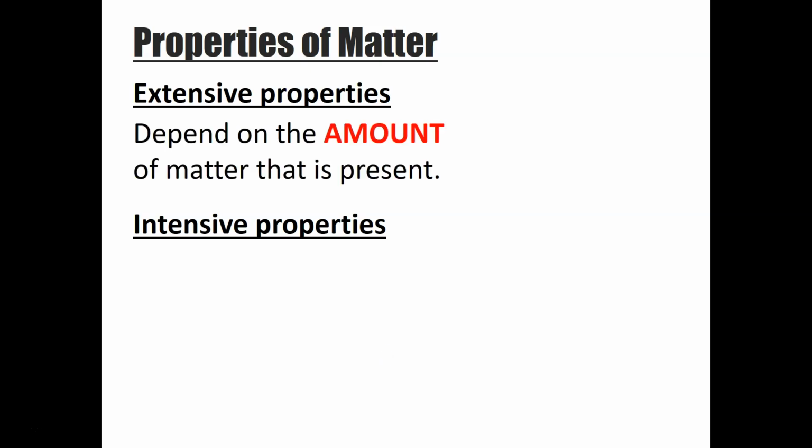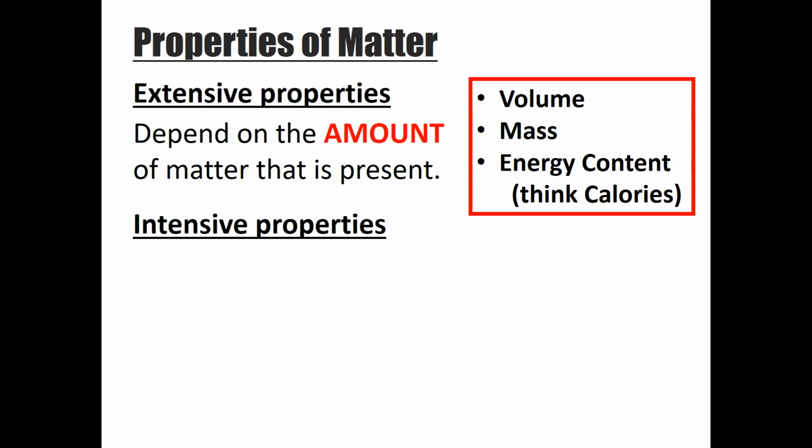Extensive properties depend on the amount of matter that is present. It's going to change based on the quantity of substance that you have. So for example, volume, mass, how much energy it contains, those are all things that will change based on how many molecules you have. So for example, if you have a teaspoon of water versus a cup of water, sure, it's still H2O molecules, but the volume is different.